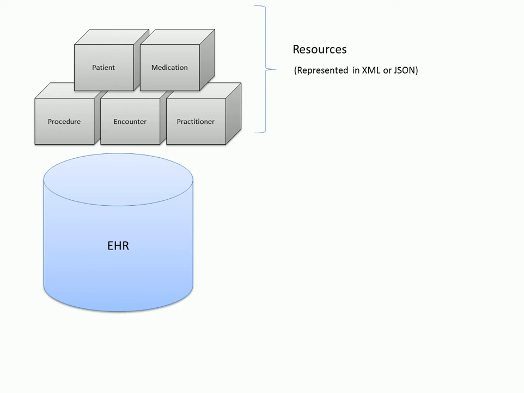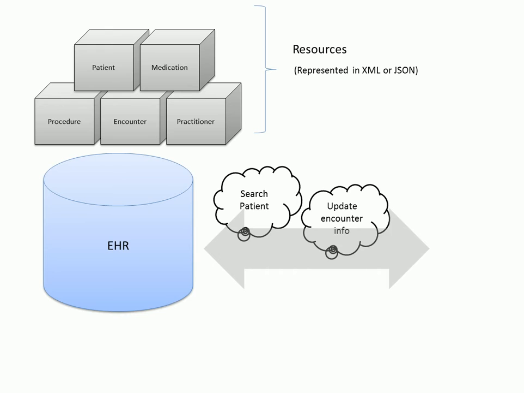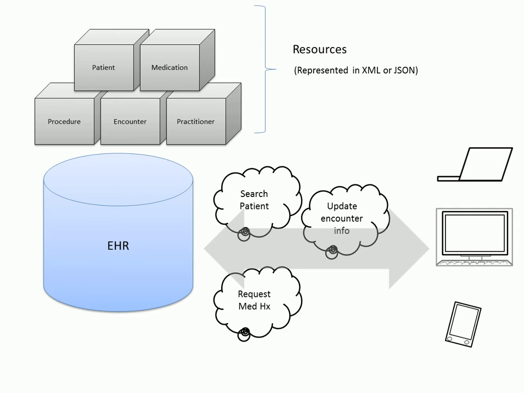FHIR is built on the concept of resources, where a resource is a chunk of data about a particular subject, such as a patient, a procedure, a medication, and so on. Resources can be used alone or in combination with other resources in a wide variety of use cases: to search patients, update encounter information, request medication history, and on and on. Resources can be accessed using laptops, desktops, and mobile devices. It really is an extensible, flexible standard.